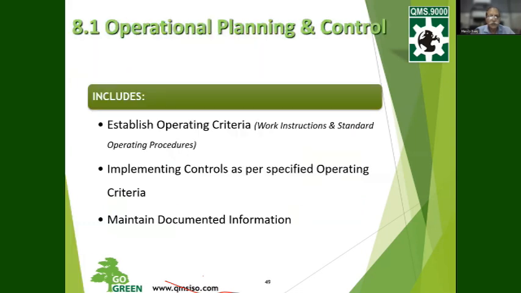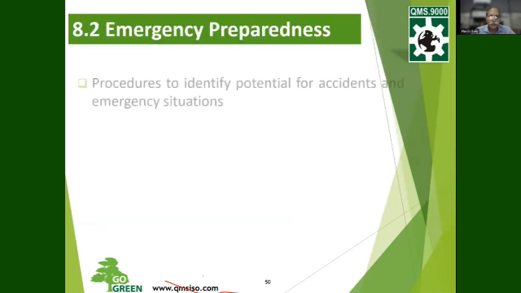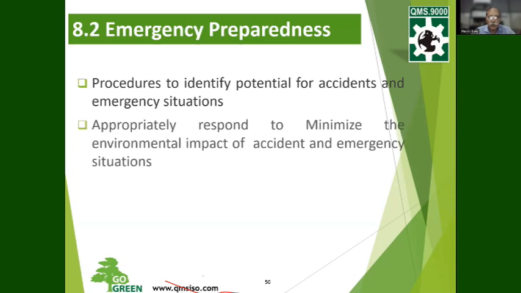Clause 8 is operational planning and control. This means that you establish your system through work instructions and SOPs and implement them according to the defined criteria. Emergency preparedness and response. You must have a procedure to ensure that any emergency is handled in an appropriate manner.